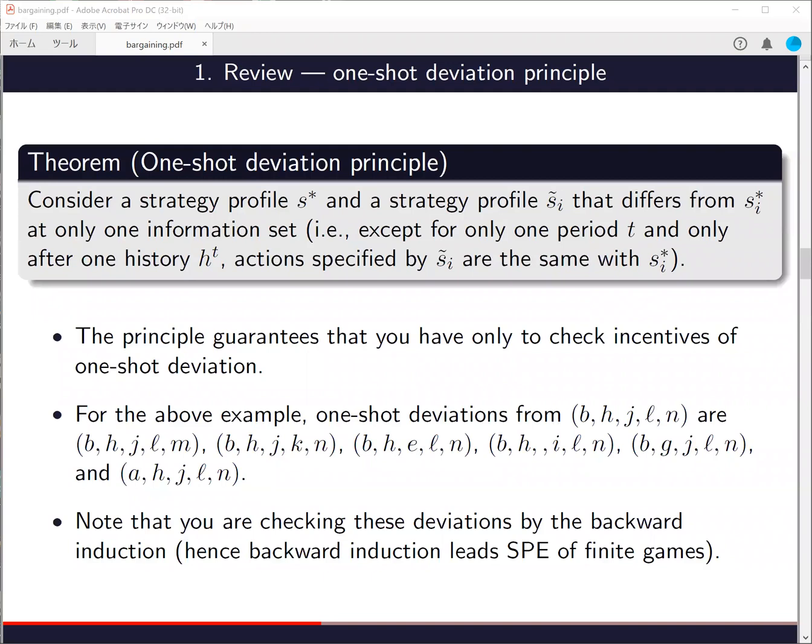The one-shot deviation principle says that we only need to check one deviation at each information set to see if any given strategy is a subgame perfect equilibrium. That is, we fix a strategy at all other information sets and consider deviation at only one information set at a time. For the example we are considering here, this means that we only need to check 6 deviations. And furthermore, we have already checked that these deviations cannot be profitable by backward induction.